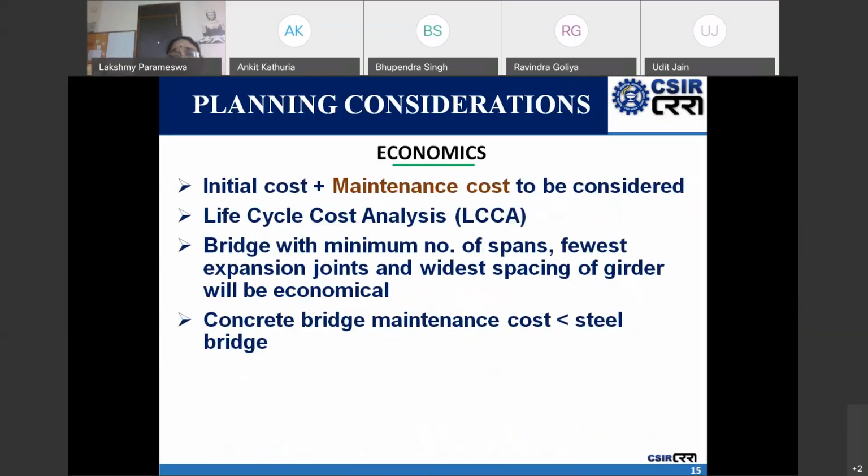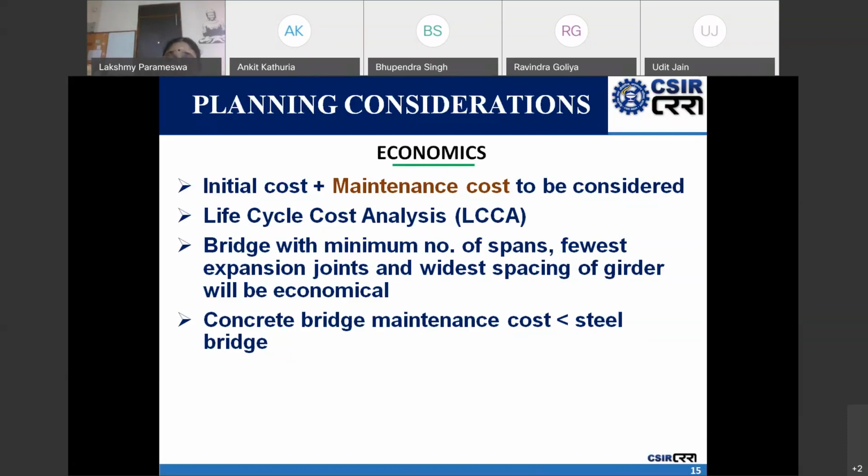And coming to economics, it is not only the initial cost, but also the maintenance cost that has to be considered. So we may have to do a life cycle cost analysis for the bridge. So what will be the better option? That is the bridge with the minimum number of spans, because we have to see the cost of construction of the superstructure with respect to the substructure and foundation. So more number of spans means there will be more number of piers and their foundations.